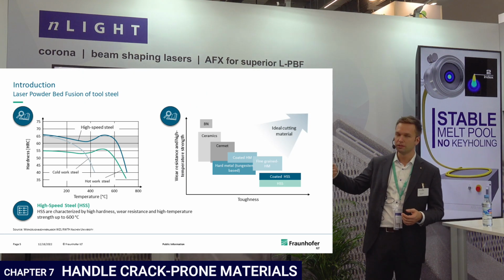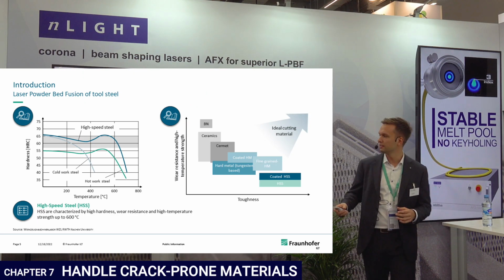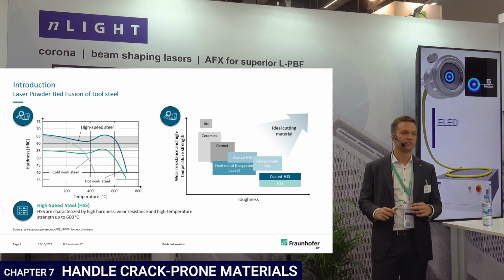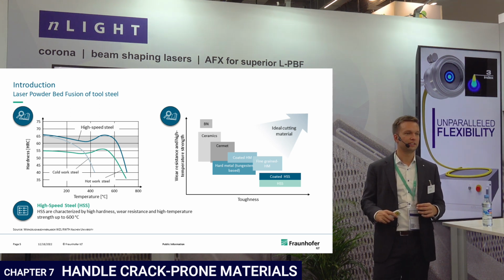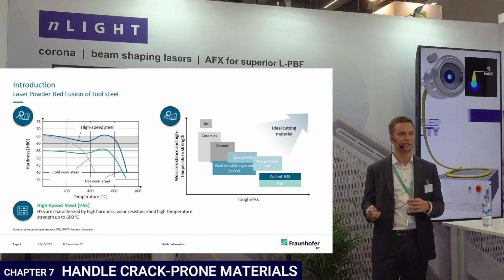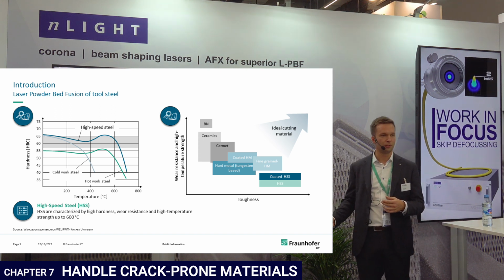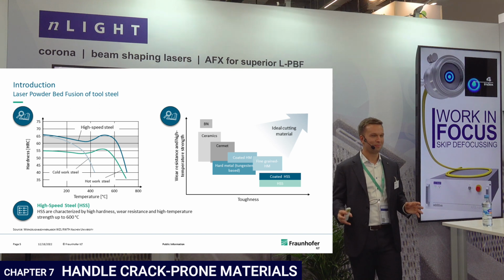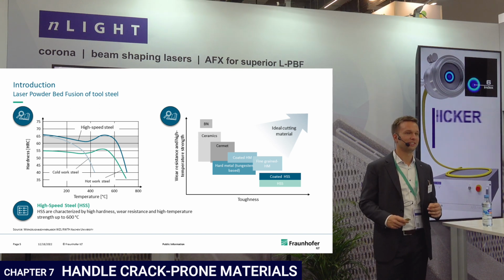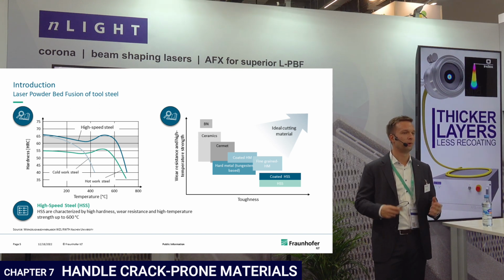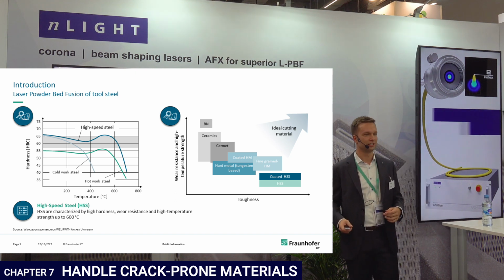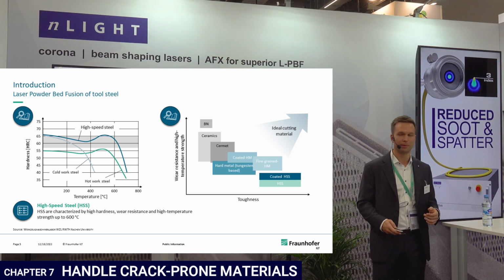Short summary of the material we are targeting: high-speed steel, very good hardness, especially at elevated temperatures up to 600 degrees C. But in terms of LPBF processing, a nightmare. High carbon content is usually classified as non-weldable, so very challenging to process via powder bed fusion.